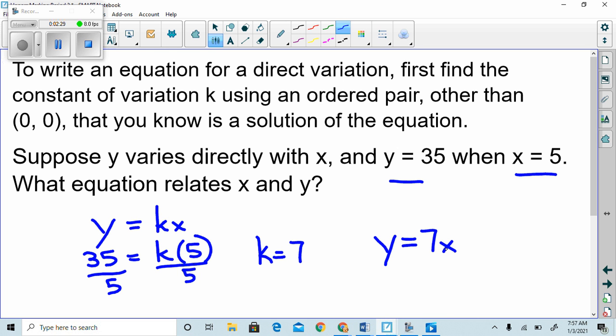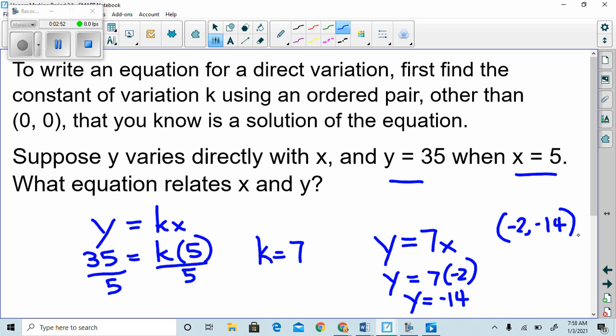Now once we have this, we can find other points on this line. I might say find y when x is equal to -2. So if I do that, we'll just replace x with -2. We'll find out that when we input -2, our output will be -14. That sort of generates some ordered pairs of some points on the line. Let's take a look at a couple of examples.